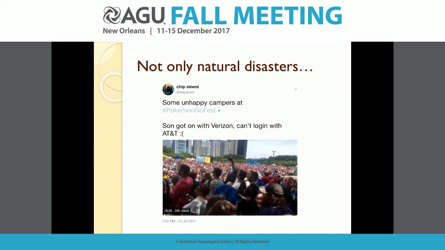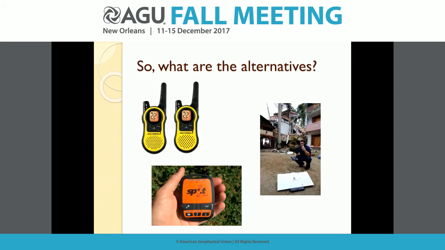But not only can cell networks crash because of natural disasters. Human disasters can also bring them to a halt, like, for example, a big gathering of people. This year in Chicago there was a gathering of fans of Pokemon Go, and the network died. Nobody had connectivity. So what can you do?